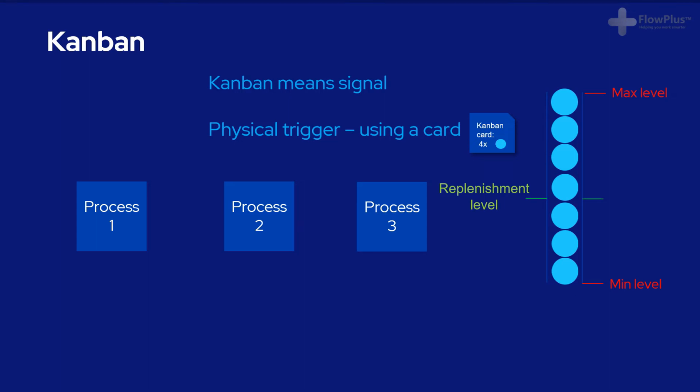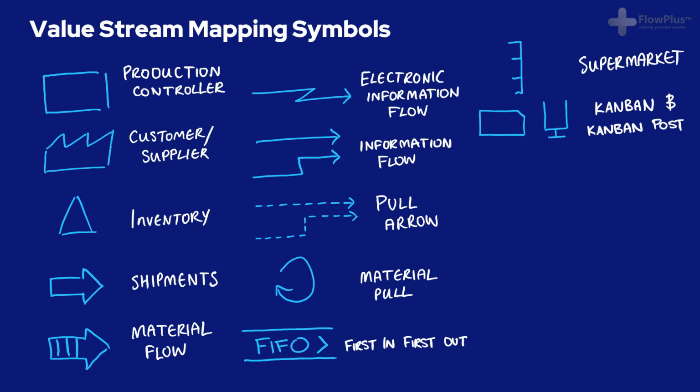For Kanban, you need to know the 2 symbols shown on the screen. The first is the Kanban card itself with the information, and the second is the point that it is received. This will all be clear a lot later when we go through an example. Back to the symbols. We use a circular arrow to show a process taking stock from the supermarket.